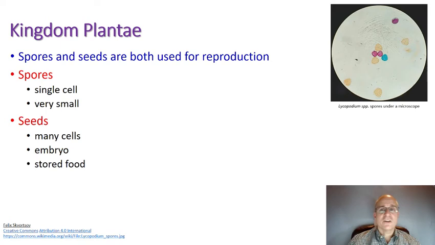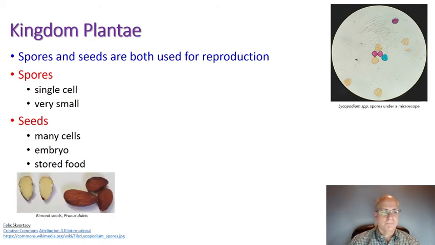Seeds, on the other hand, are going to be made up of many cells. They will have this little embryonic plant, and there's going to be food stored around it. So when you plant a seed, there's some nutrients in there that's going to allow the plant to start to grow, put down some roots, put down some stems, make some leaves before it can start making its own food.